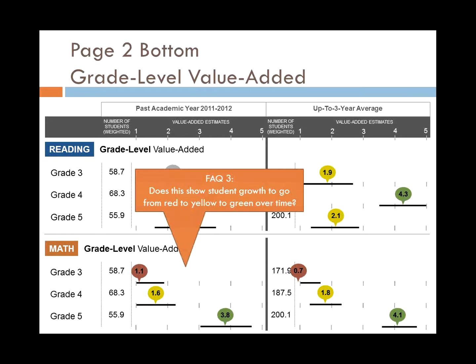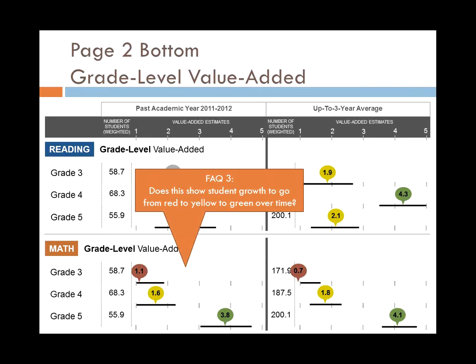Now we've got frequently asked question 3. Let's look at this example here. We have a red 3rd grade, a yellow 4th grade, and a green 5th grade. Does this show student growth to go from red to yellow to green over time? Does that make sense or does that not make sense? Well, it's the same year as three different groups of kids. Yeah, this is three different groups of kids, and then I want to reiterate that this is all about growth.